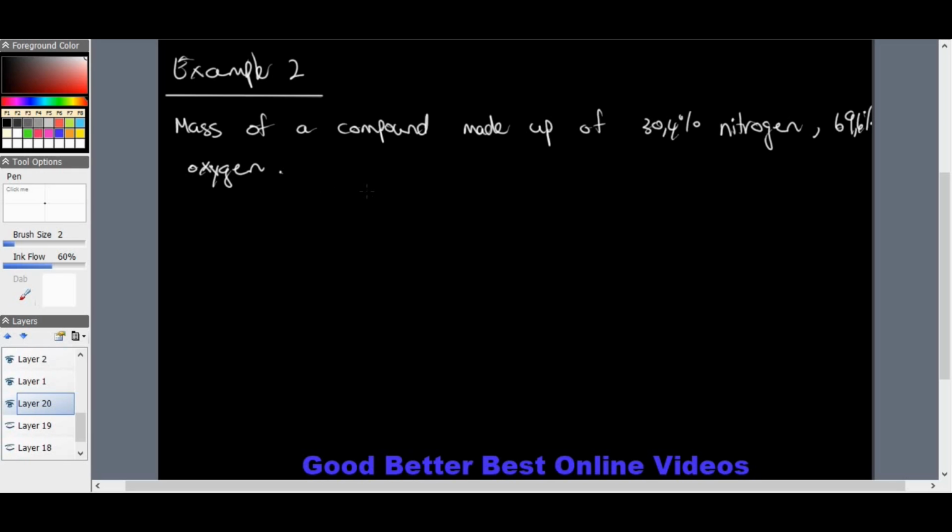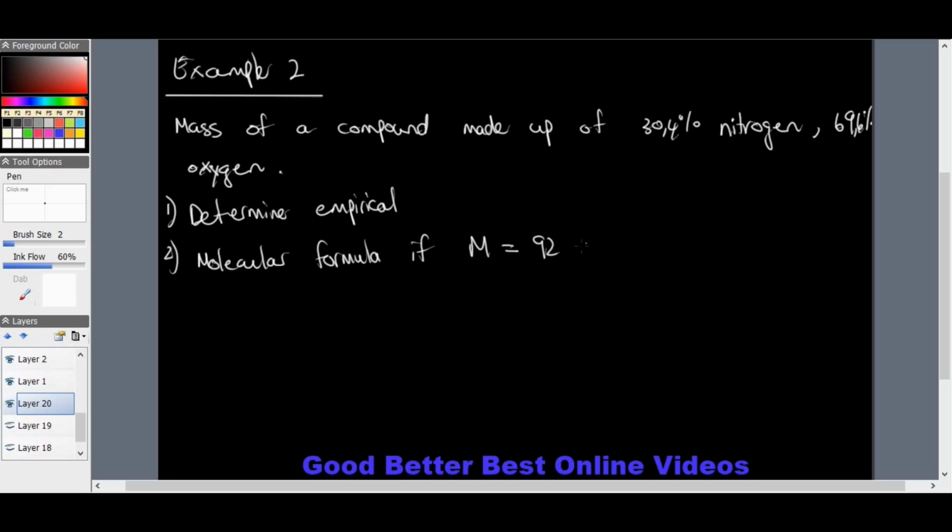Okay, and they say, first of all, number 1, determine the empirical formula. So I'll leave it, determine empirical. And then number 2, determine the molecular formula, if the molar mass is equal to 92 grams per mole. Okay, so we're going to provide a solution for the first one first. Obviously, makes sense. All right, solution for the first one.